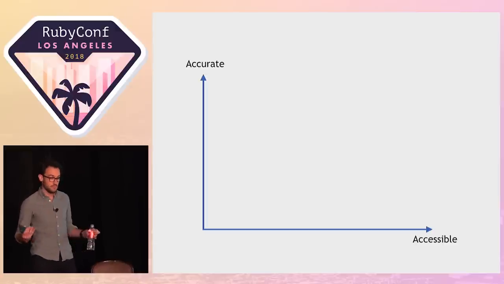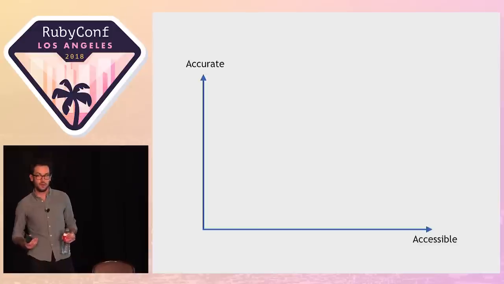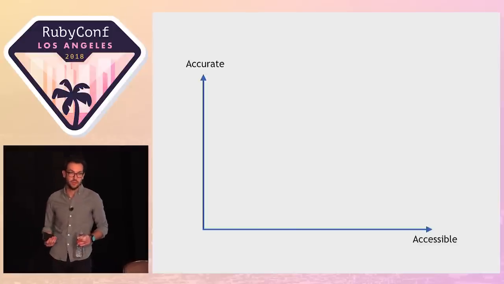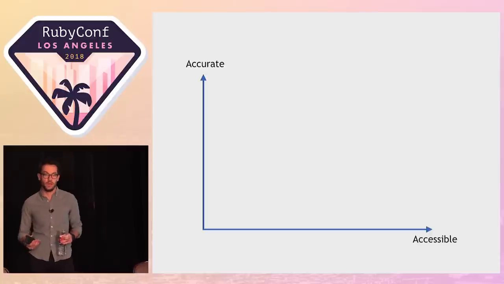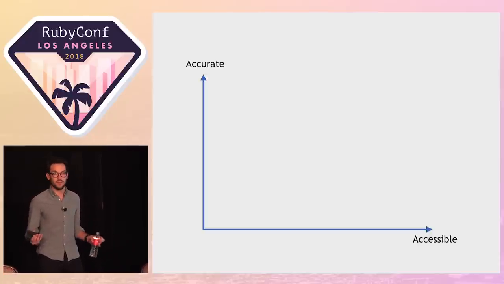Accuracy is kind of like what it sounds like. It's a sense of, is the information I'm reading correct? Or has something changed? Has the code evolved in a way that is separate from the documentation, and now what I'm reading about it is incorrect?